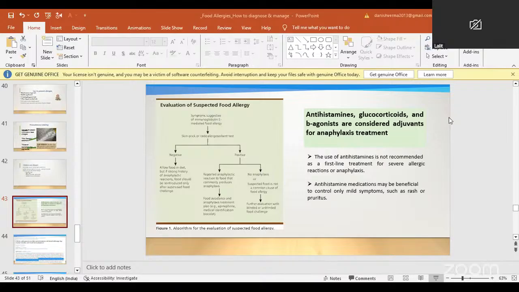The use of antihistamine is not recommended as first line for severe allergic reaction or anaphylaxis. Although antihistamine medication may be beneficial to control milder symptoms such as rashes and pruritus, which are very common with milder food forms. Recently, what I've noticed is reaction to avocado and to imported fruits, like dragon fruit and kiwi. Have any of you come across this?